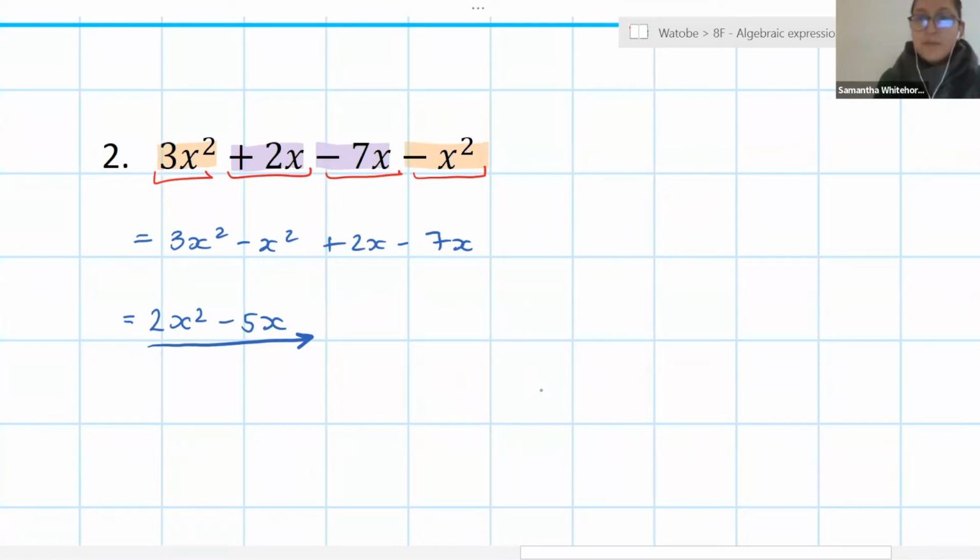Okay, so remember, like terms: add and subtract your like terms and get your simplified answer. If you need to take a screenshot, have a look. And guys, again, this is all just wrapping up what we have already done. So if you are feeling a bit overwhelmed with it, please go and have a look at the videos on Watobe's website.